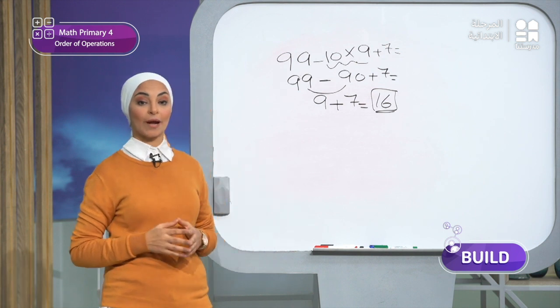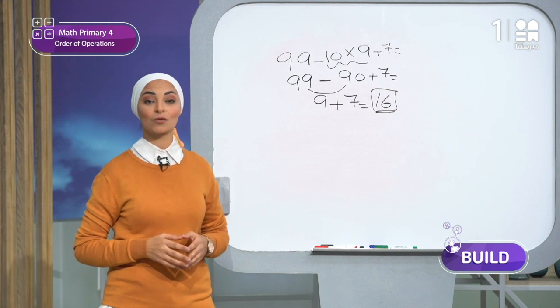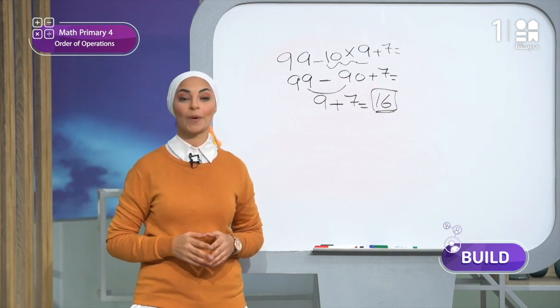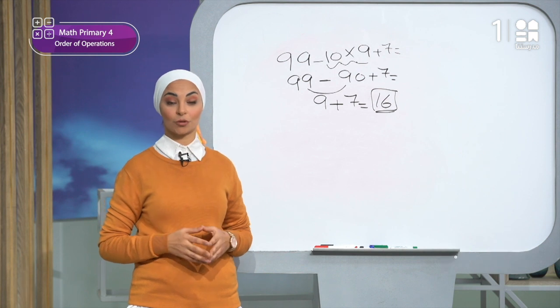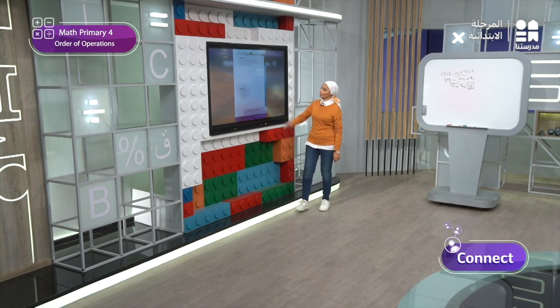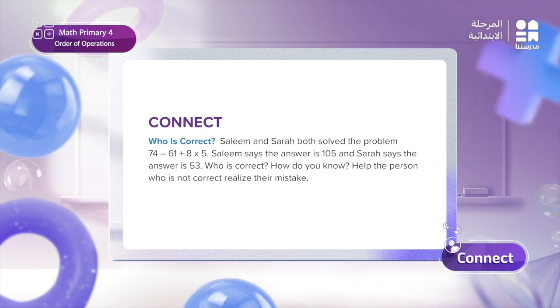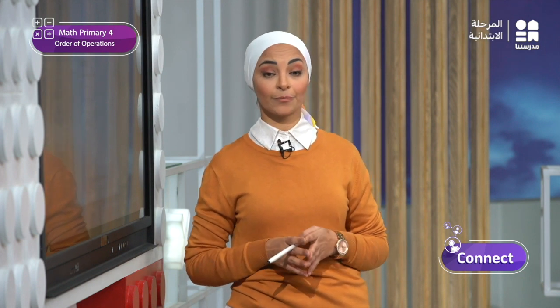And after we have practiced the order of solving problems that have multiple operations, you can now solve the problems in the connect part on page 341 in your school book. Let's see together. Here in the connect part, as you see, I have one equation, which is 74 minus 61 plus 8 times 5. Now Salim and Sarah both solved this problem. Okay? 74 minus 61 plus 8 times 5.